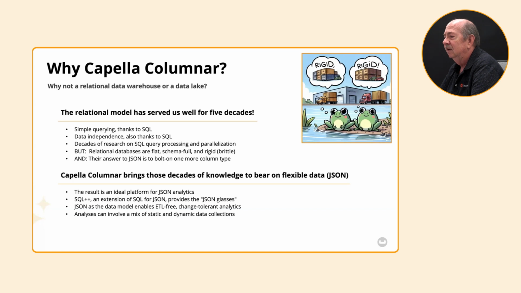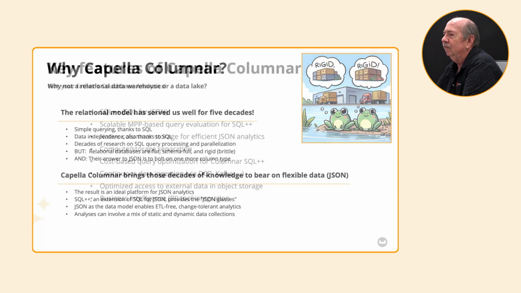JSON as a data model means that, if you have JSON in your application, you can now bring it into your analytical platform and deal with it as JSON. So you don't have to ETL your data and flatten it and know all the data types, and then deal with the change lifecycle. And the analysis that Capella Columnar allows you to do, as we'll see, allows you to mix static and dynamic data collections and data coming from various places. And again, I'll make that clear as we go on.